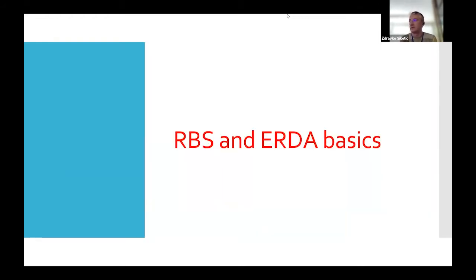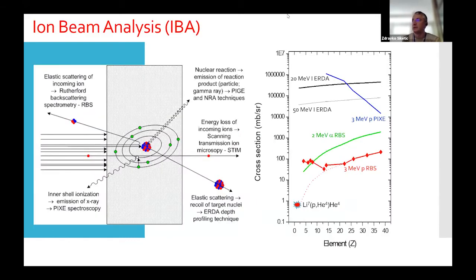So I will start with RBS, which is Rutherford backscattering, and ERDA basics. You probably already saw this slide yesterday during Milko's talk when he explained what ion beam analysis is, and also this morning when you heard about particle-induced X-ray emission. What this graph and this picture tell us is what happens when an ion of MeV energy hits the sample. There are many products of interaction.